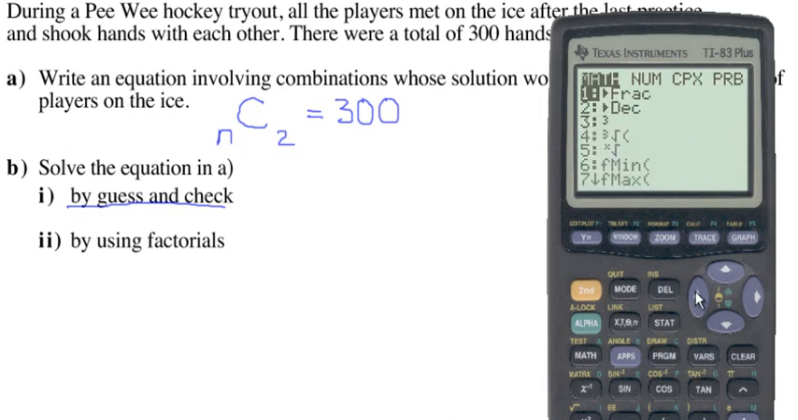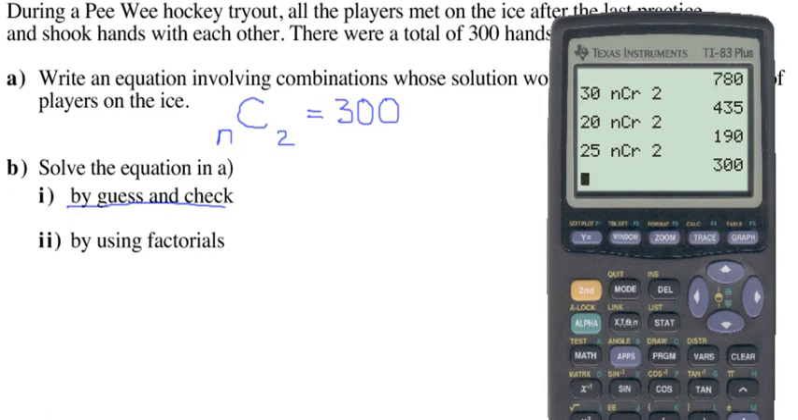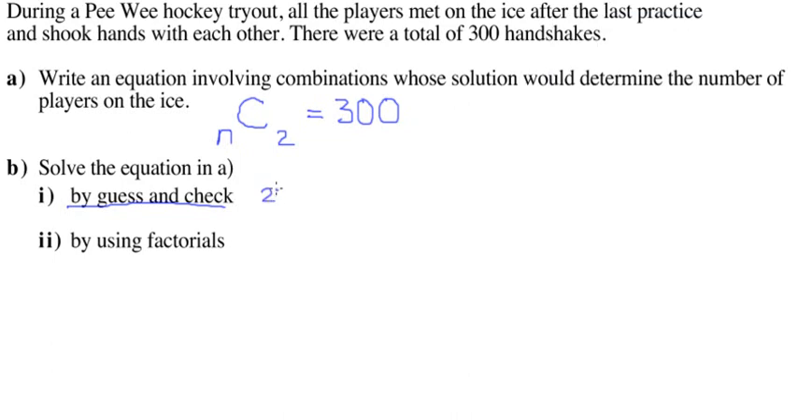Let's try 25 players. Bingo. With a little bit of luck, we found it in only 4 iterations. But guess and check says there are 25 players.